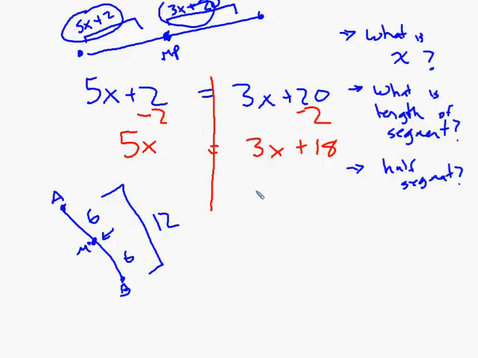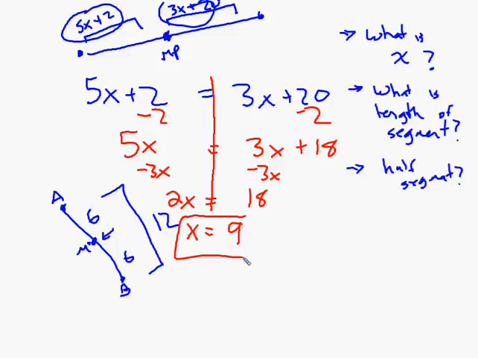So what do we do next? Subtract 3x. We're going to subtract 3x. Get our variables to one side. I just like to do that step first. But it doesn't matter. This is equally correct. And so on the right I have 18. Last step. Divide by 2. And x is 9. So I've answered the first question.